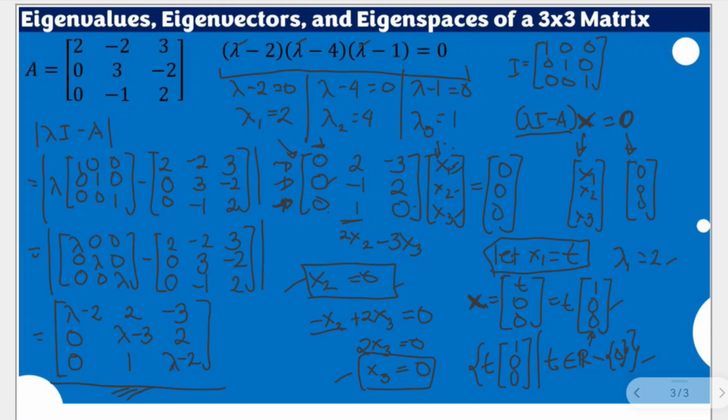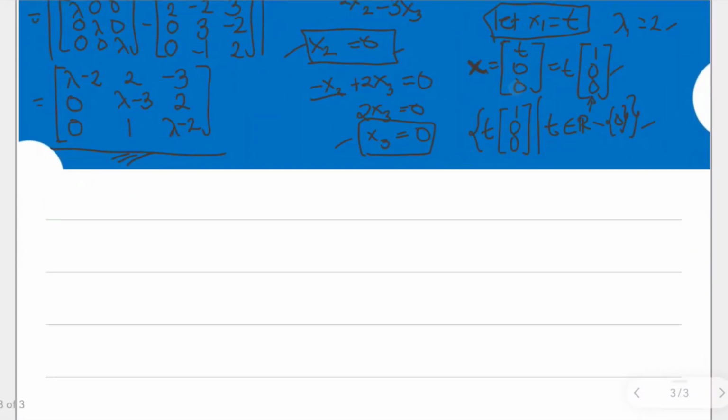But we are not done yet because we still have two more eigenvalues. This would mean we also have other eigenvectors corresponding to them. So let's start with our next eigenvalue, which is 4.